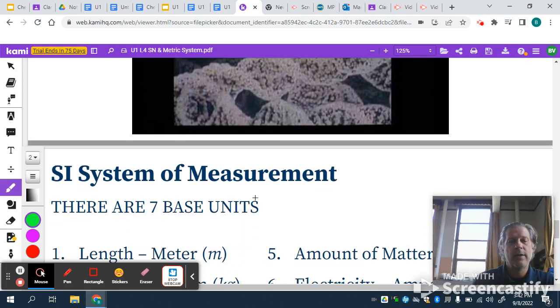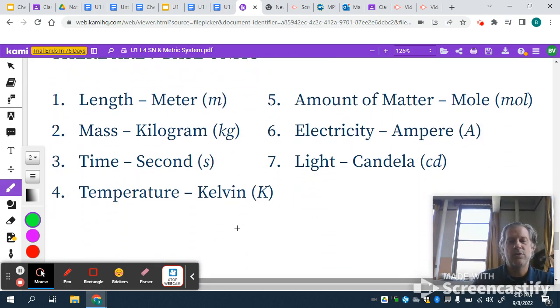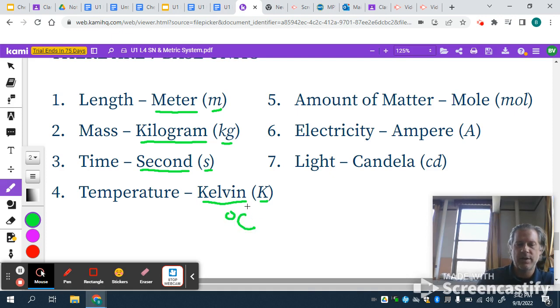All right, we're back. There are 7 base units in the metric system or in the SI system that we use in science. There is the meter, which we measure length with. There is the kilogram, which we measure mass with. There is the second, which we measure time with. There is Kelvin, which we measure temperature with. However, in our class, we'll probably use degrees Celsius more than we'll use Kelvin.